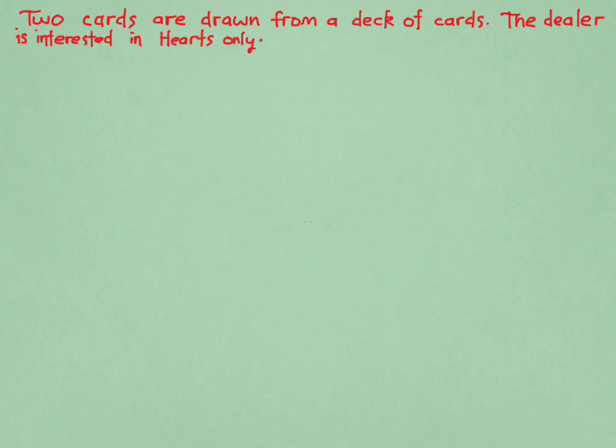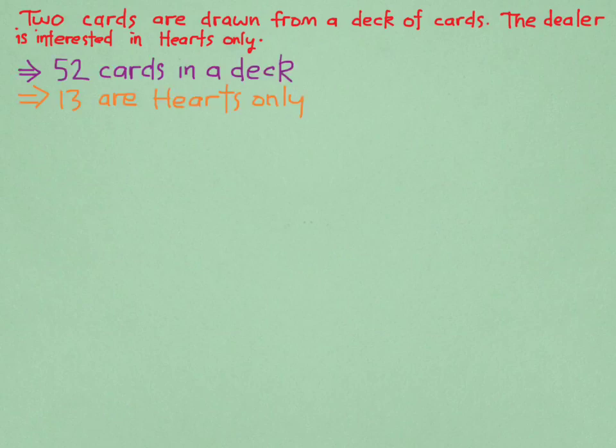Alright, so here's a scenario. Two cards are drawn from a deck of cards, playing cards that is. Let's assume the dealer is interested in hearts only. So we're going to say we've got a deck of 52 cards, so no special decks with extra jokers or anything that you may have experienced in the past. And remember, there are 4 suits in a deck, so if we divide 52 by 4, we'll get 13. So there are 13 hearts only.